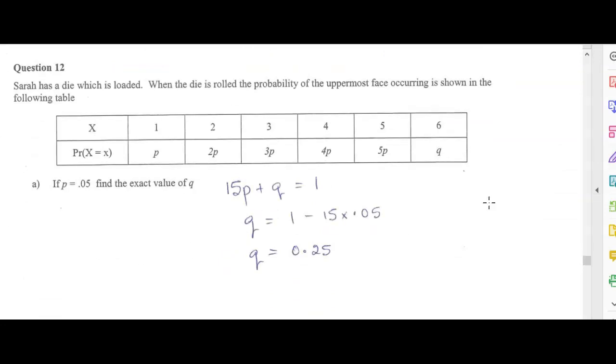All right, question 12. Sarah has a die which is loaded. What does it mean by loaded? Sounds like a gun. When the die is rolled, the probability of the uppermost face occurring is shown in the following table. So you've got 6 sides of the die. If P is 0.05, find the exact value of Q. So where is Q? Here's Q. So you just need to substitute in 0.05, so you can easily just do that on your calculator.